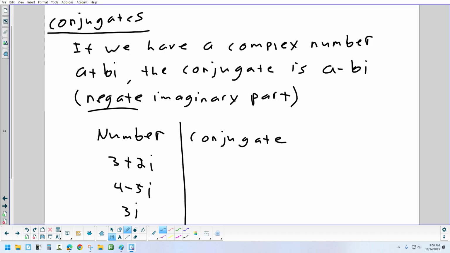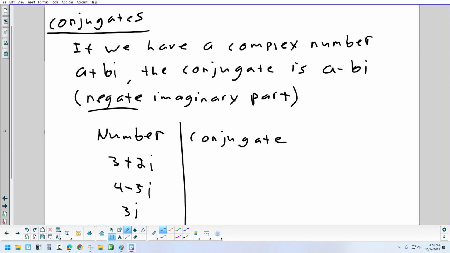Conjugates is a trick that's going to come up a couple times. This is one time we use what's called a conjugate. We're also going to use it when we start talking about trig identities. So this will come back later on.